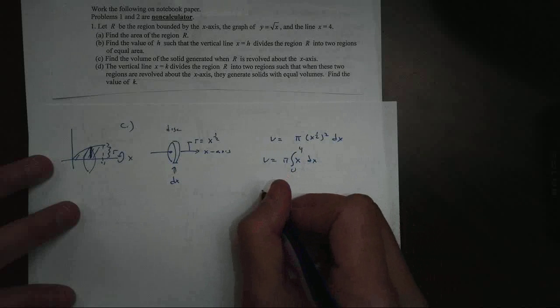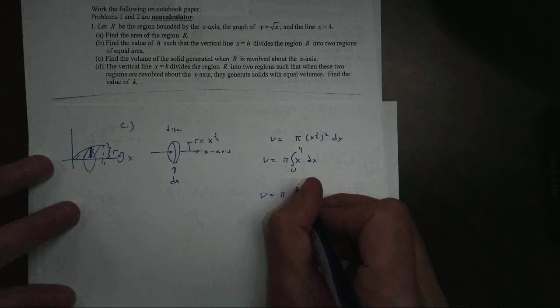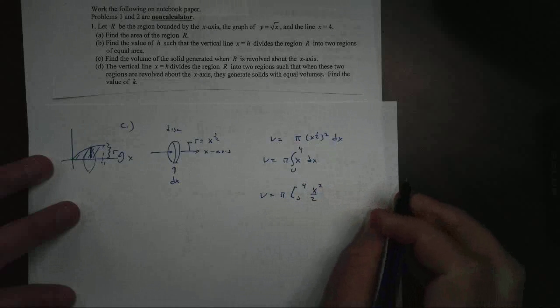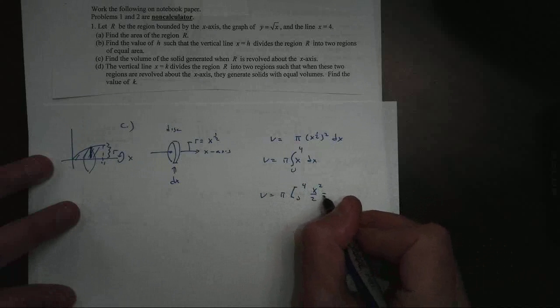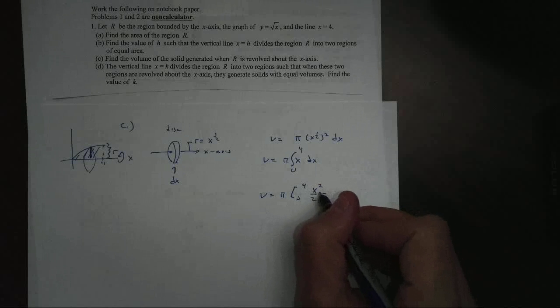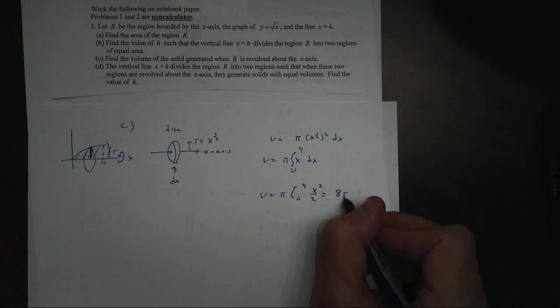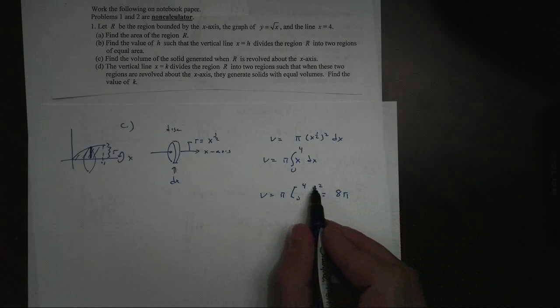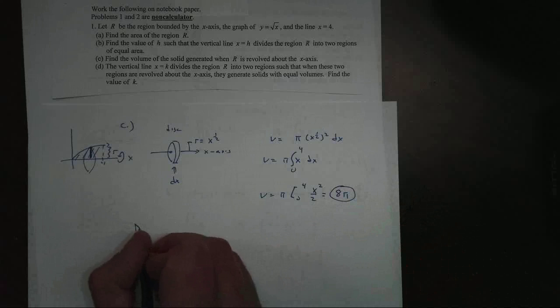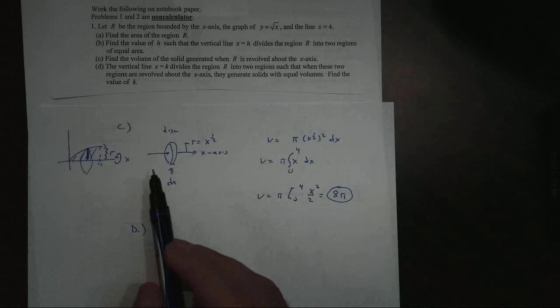Very easy to do. Integrating it, we get pi from 0 to 4, x squared over 2. And I just plug that in, and what do we get? If I plug in the 4, that becomes 16 over 2, which is 8. So we get 8 pi. Again, we don't have to worry about the 0 because 0 squared is just 0. So there's my volume.